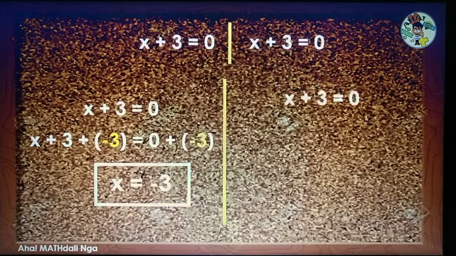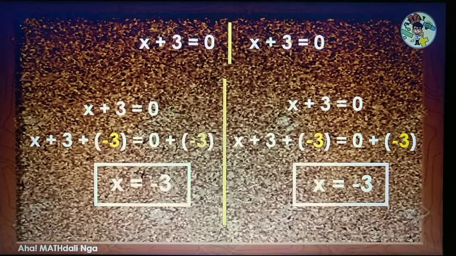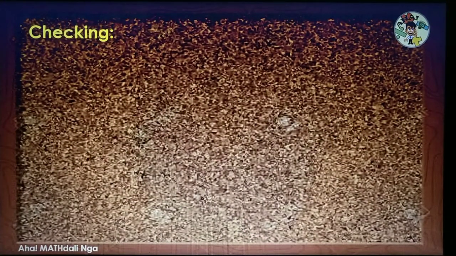Next, x plus 3 is equal to 0. Since it is the same equation as the first equation, it follows the same answer. We have x is equal to negative 3. Lastly, we need to check if the values of the variable satisfy the given quadratic equation. Let's do the checking. We have the values of x: x is equal to negative 3 and x is equal to negative 3.